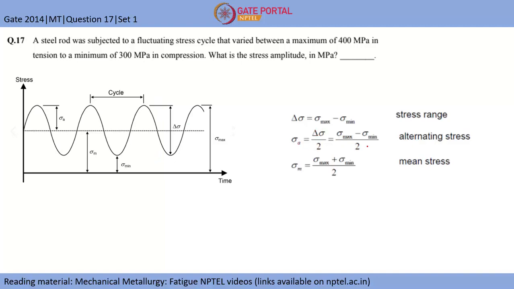Sigma A is the alternating stress, which is given by delta sigma by 2, that is, sigma max minus sigma min divided by 2. And sigma mean is given by sigma max plus sigma min divided by 2. So you need to find the alternating stress, the amplitude. Now in the question, it is given a maximum of 400 MPa in tension and a minimum of 300 MPa in compression. So this is tension-compression fatigue.